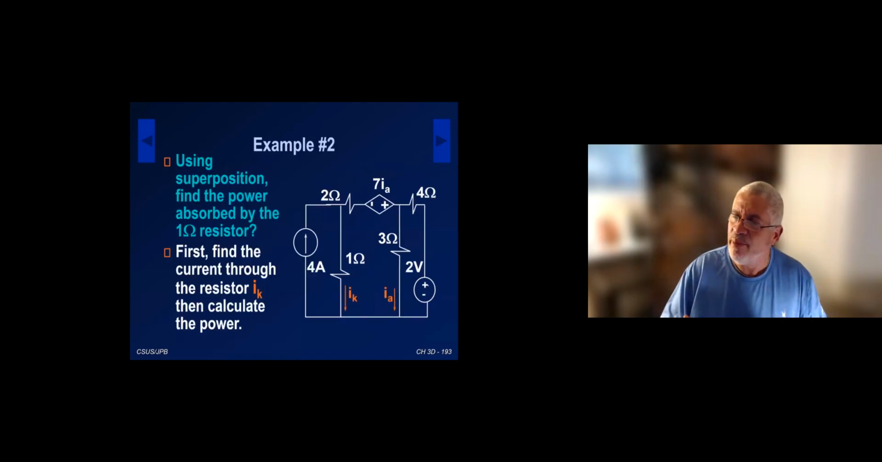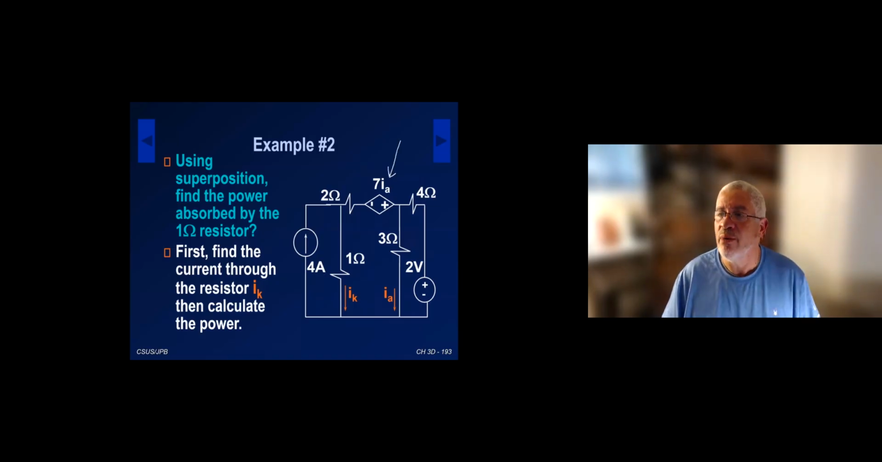So the second example that I have, although I'm not that inclined to spend a lot of time on it, I put this example out to show you how superposition works when you have a dependent source. You have that dependent source 7IA. Remember, superposition only works with independent sources. You never turn off dependent sources. This is just a reminder of that to you.